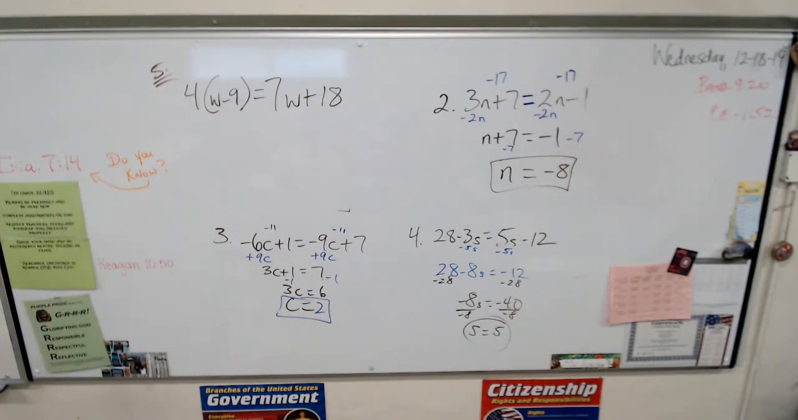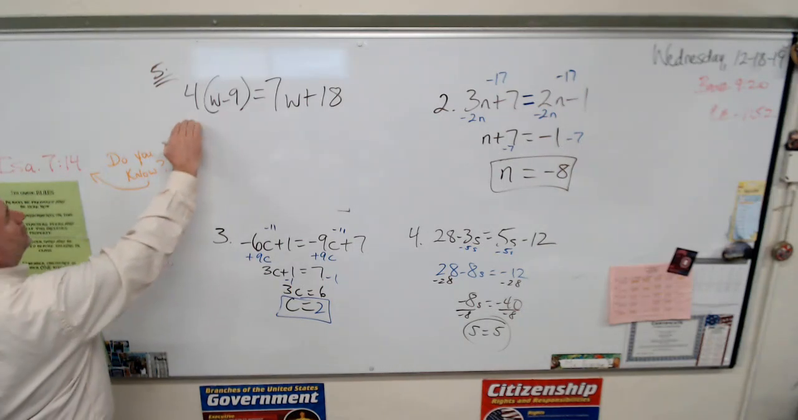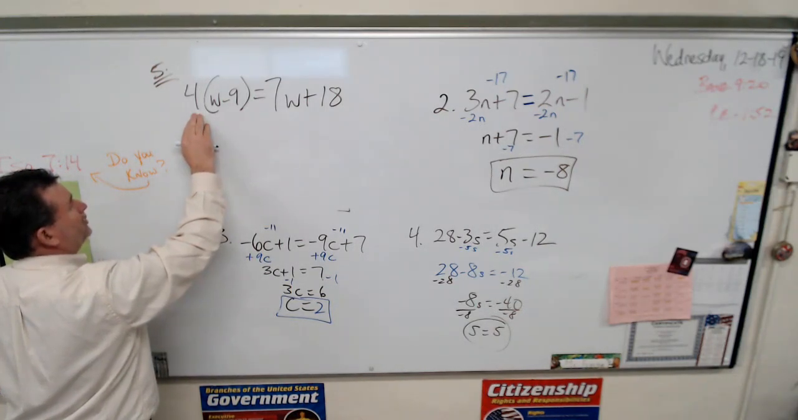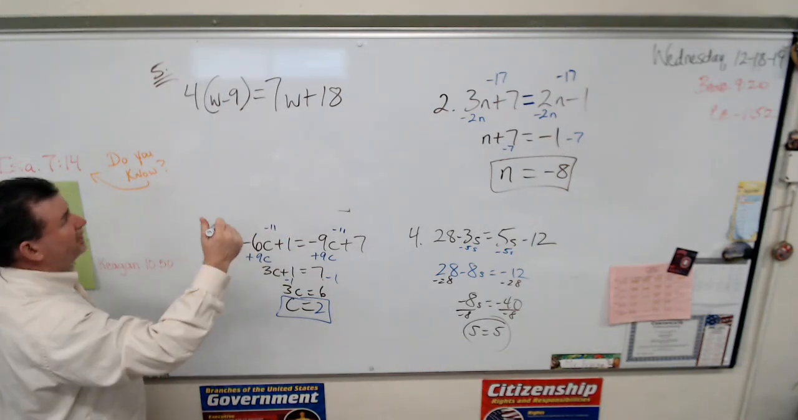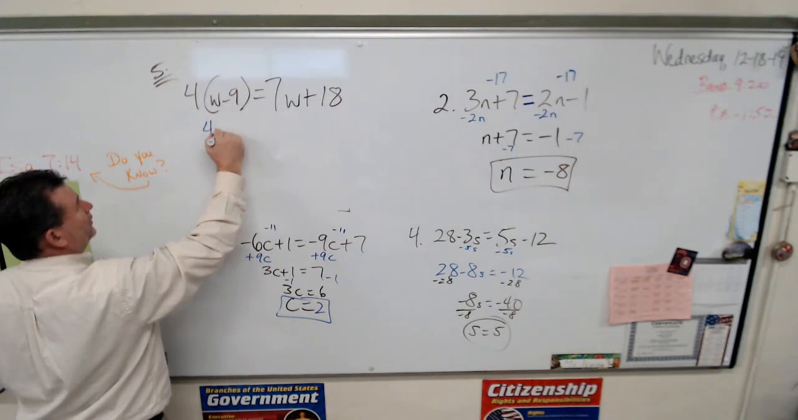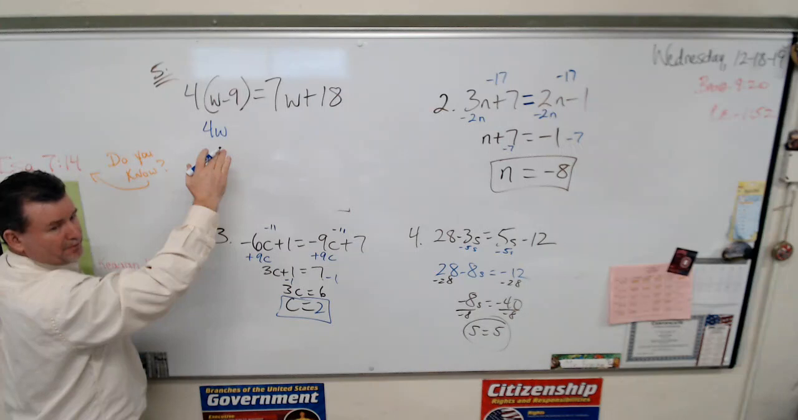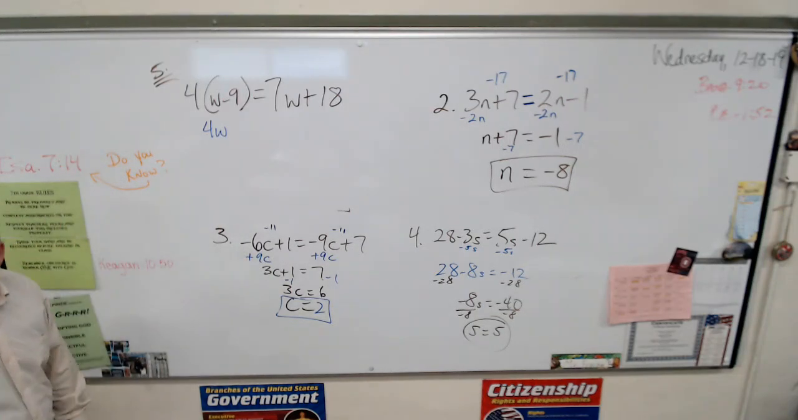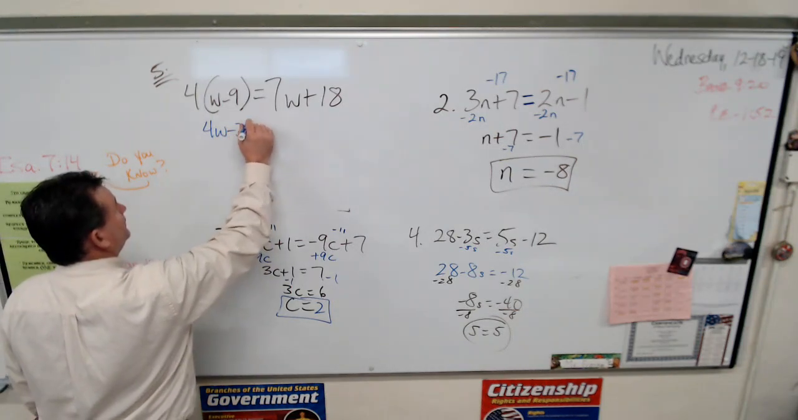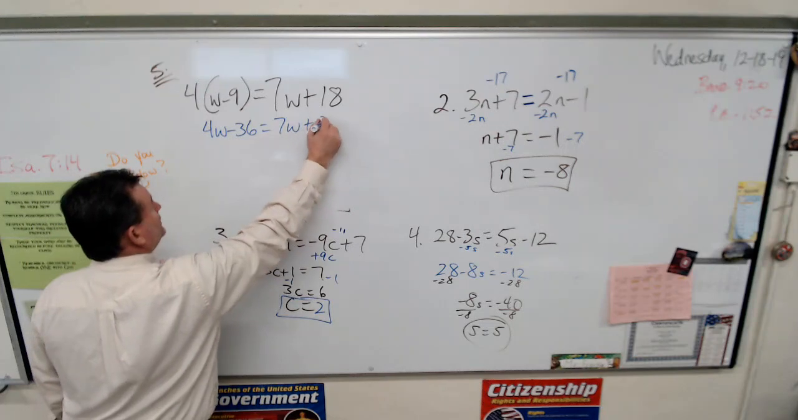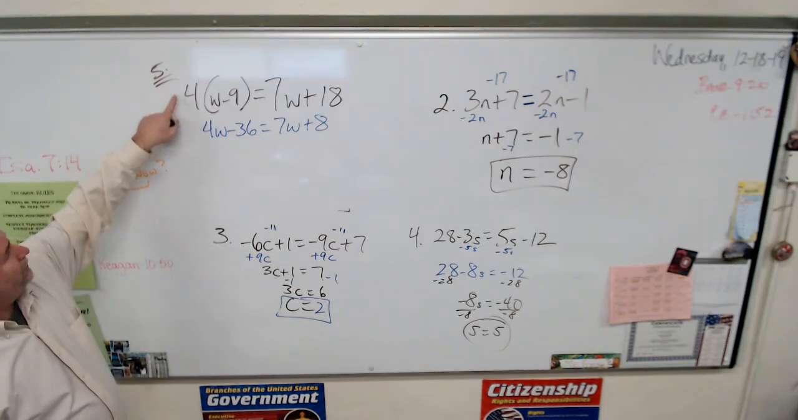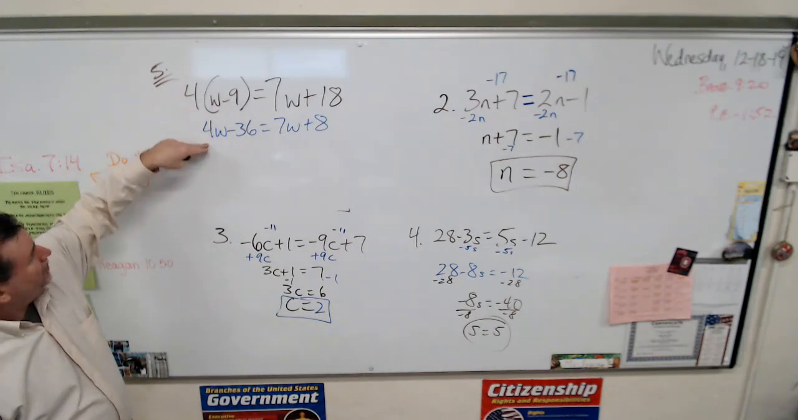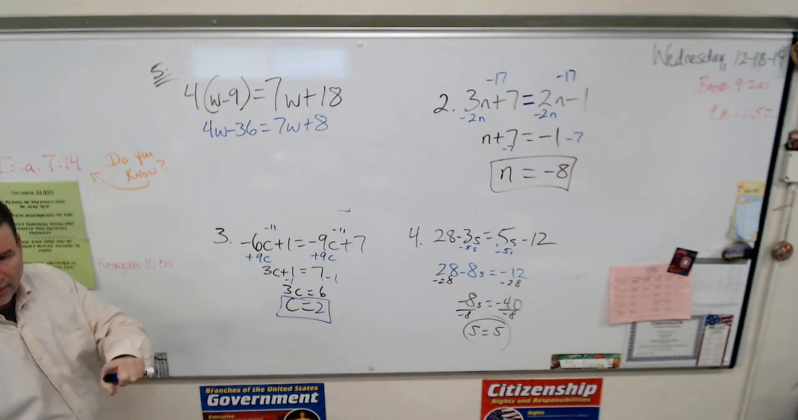What's that D word that I have to do when I have a value outside of parentheses? Distribute it through all the elements in there. 4 times W, 4W. 4 times negative 9, negative 36. So 4W minus 36 equals 7W plus 18. All I did from here to here was work this: 4 times W, 4 times negative 9.